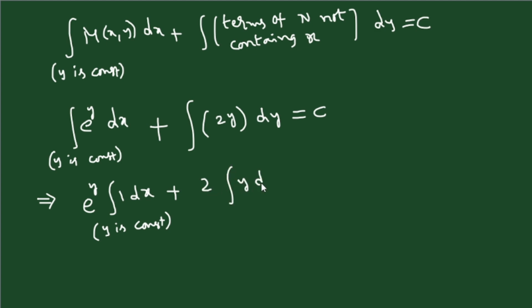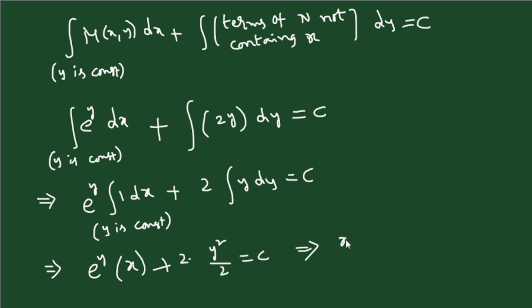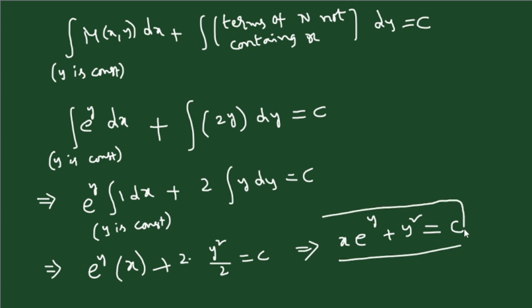Integral y dy equal to c. Then e power y into what is integral 1 dx? x, plus 2 into integral y dy, which is y square by 2, equal to c. So that implies x e power y plus y square equal to c is the required answer.